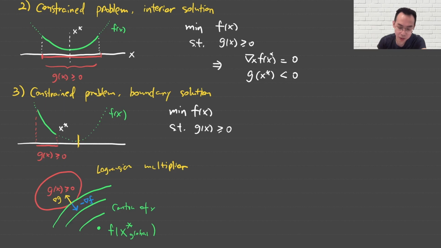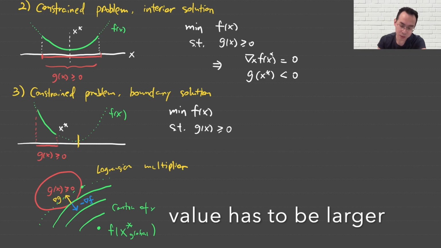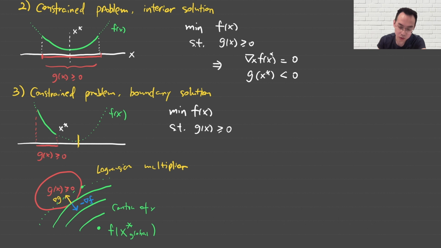Because if we are living in some other places, then this contour line, if we just keep drawing this contour line, it means that the value has to be smaller than the contour line when they are tangent to each other, right? So the important thing is that the contour of f of x is tangent to the boundary, to the constraint g of x. Okay, so that gave us the Lagrangian multiplier for this particular example.